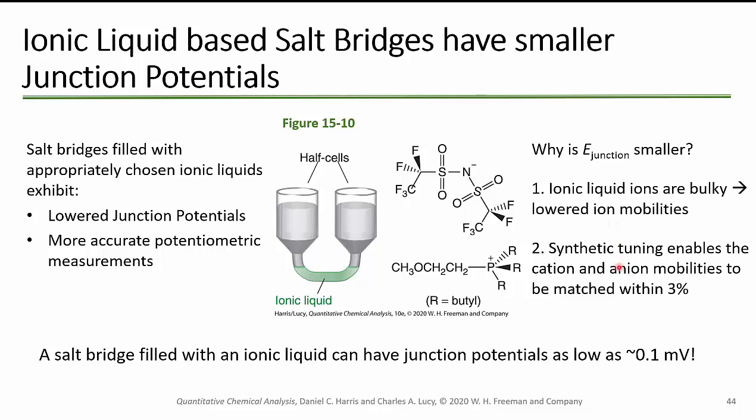And synthetic tuning enables the cation and anion mobilities to be matched within 3%. So if you've got this guy over here and you know how fast it's able to move, you can change these R groups, making them bulkier or smaller, depending on whether you want it to go faster or slower. A salt bridge filled with an ionic liquid can have junction potentials as low as 0.1 millivolts, which is plenty within our ability of the voltmeters that we used in lab to make a measurement.